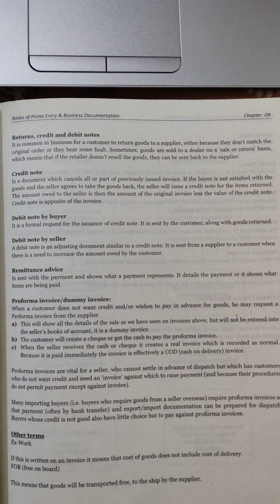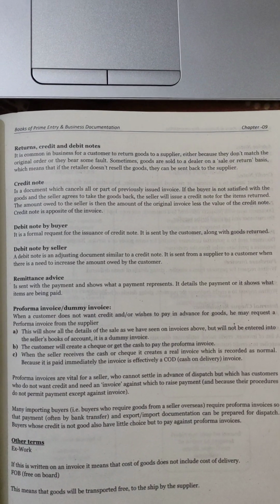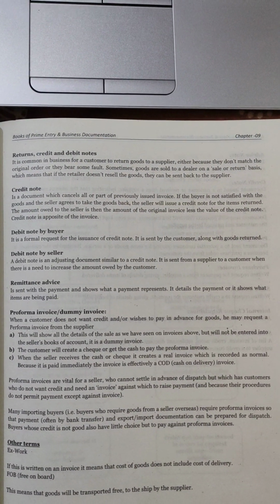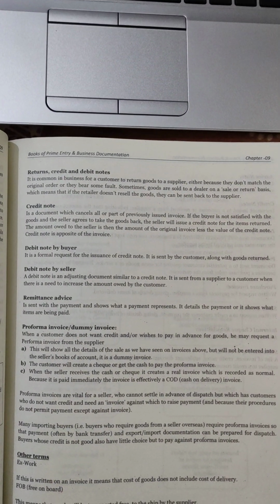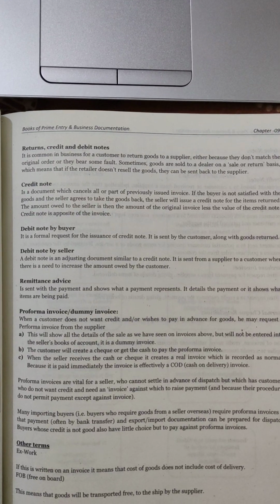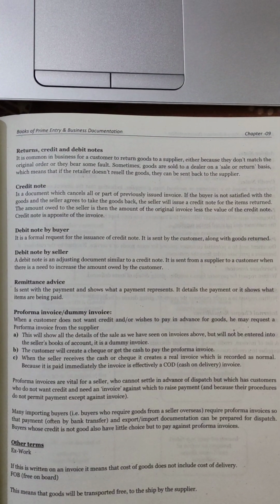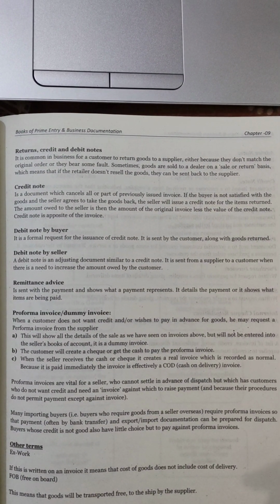And the other terms are ex works. If this is written on the invoice, it means that the cost of the goods does not include the cost of the delivery. And free on board means that goods will be transferred free to the ship by the supplier.